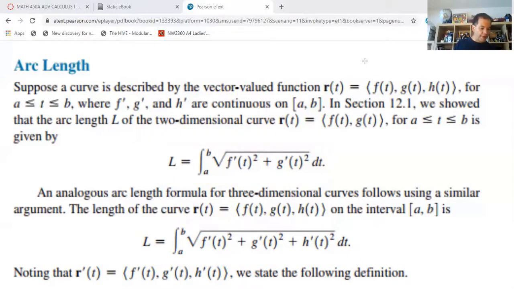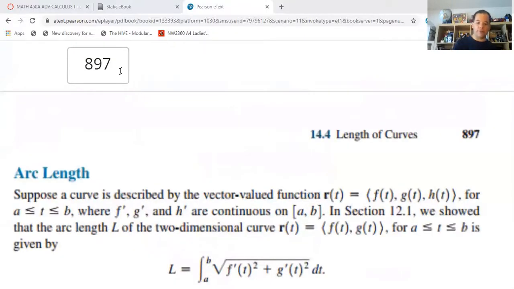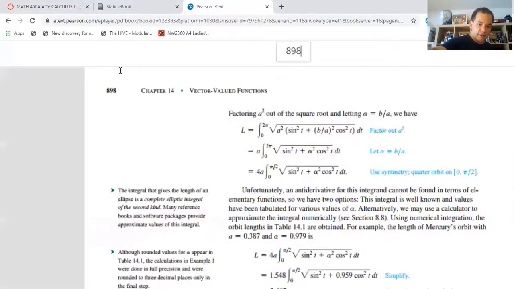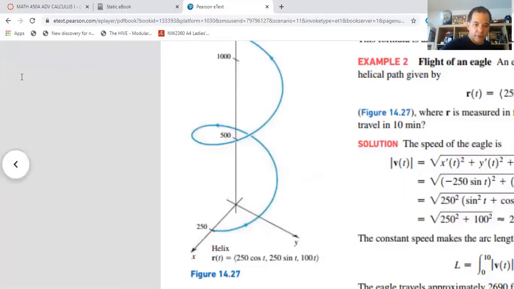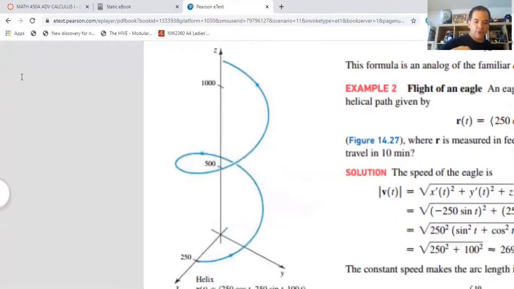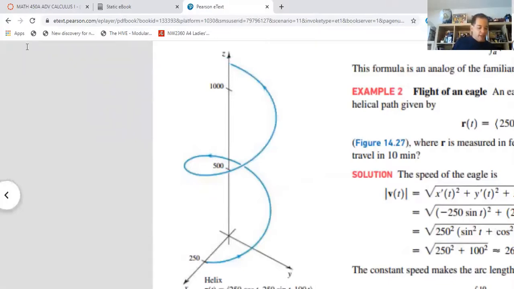Let's go to the next page, page 898. We're going to go to example 2. And there's a nice picture right here on the left, which is what we're going to be doing today. So let me put the picture. Here's what the question says. It says, flight of an eagle. An eagle rises at a rate of 100 vertical feet per minute on a helical path given by, and I'll show it to you in a moment, where this is a figure.